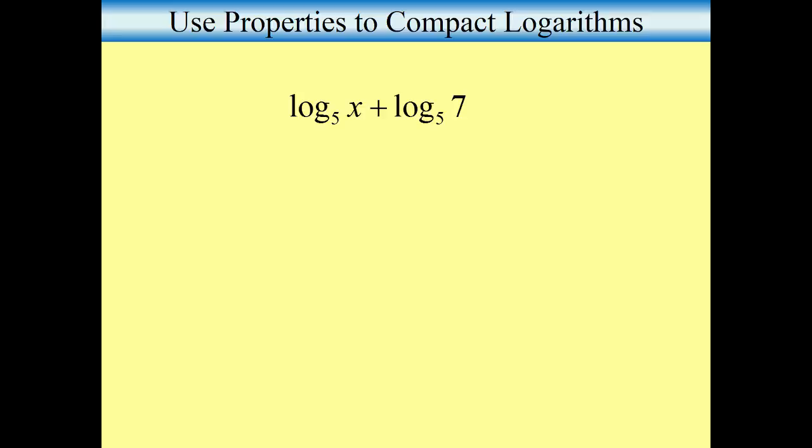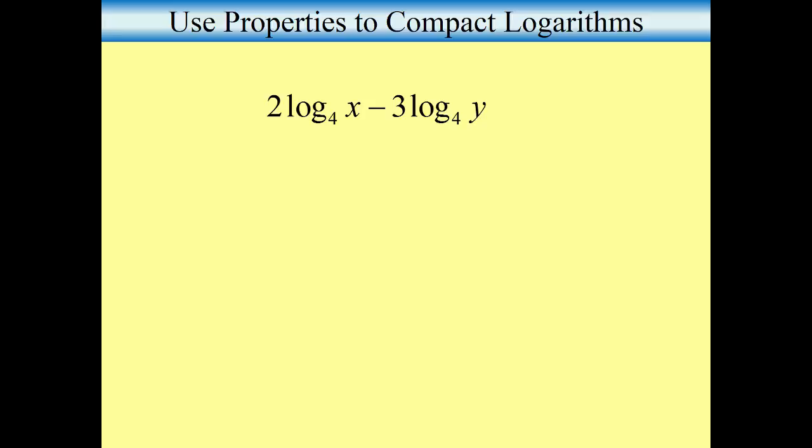Let's use them in reverse. We've got log base 5 of x and log base 5 of 7 added together. That's the same as the log base 5 of 7 times x. Adding and multiplying go together.